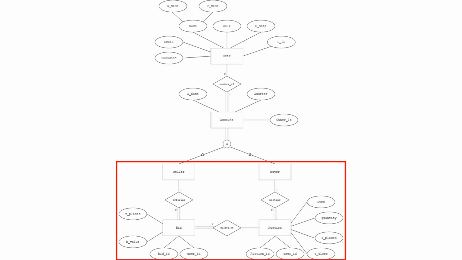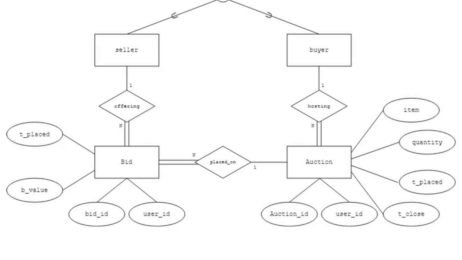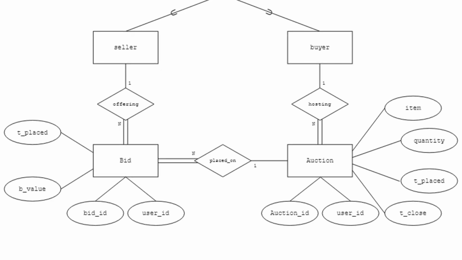The final 2 entities in our model are the bid and auctions. The bid is comprised of a time placed, a bid value, a bid ID, and a user ID, and is in a relationship with the account that placed the bid and in a relationship with the auction the bid is placed on. The auction is comprised of an item, a quantity, a time placed, a time closed, a user ID, and an auction ID. The auction is in a relationship with the bids that are placed on it, as well as the account that placed the auction.